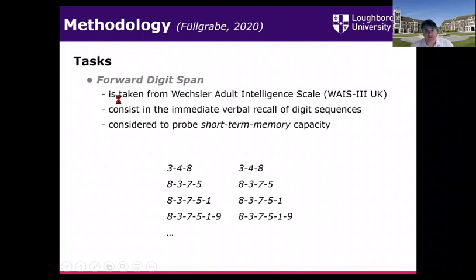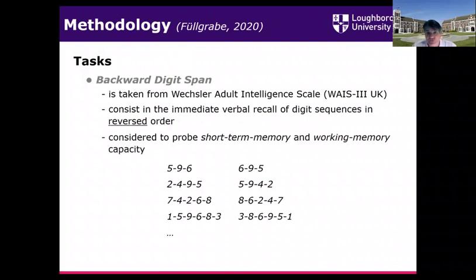Now, one of the cognitive tests we used was a forward digit span test. That is a test that contains sequences of digits of increasing length that have to be recalled after being heard. So you might hear 3, 4, 8, and then you report back 3, 4, 8. And this particular task is considered to probe short-term memory capacity. The backward digit span test uses the same type of digit sequences, but this time the recall has to be done in reversed order. So you might hear 5, 9, 6 and you report back 6, 9, 5. Because of this reordering element, this test is considered by some people as probing short-term memory, but also working memory capacity.